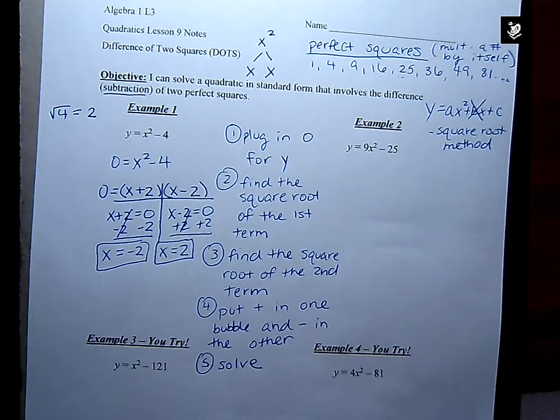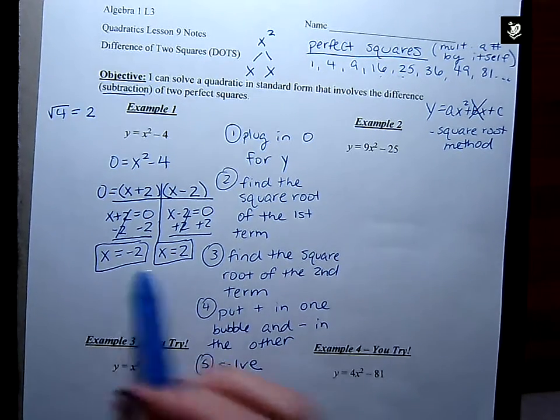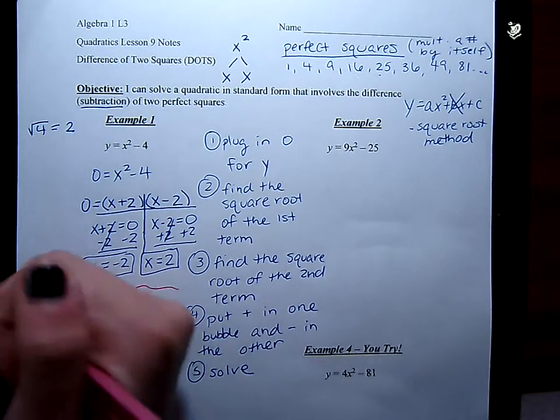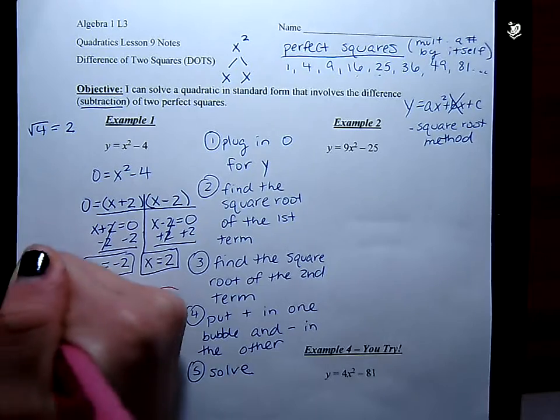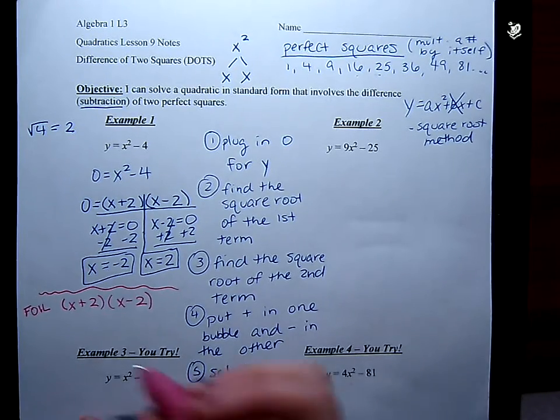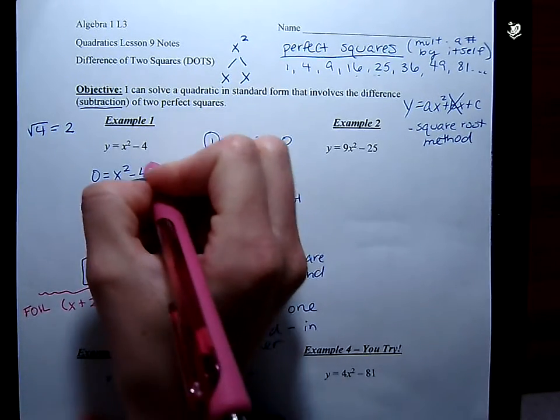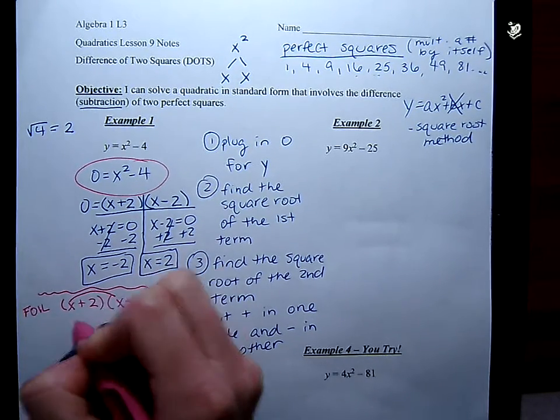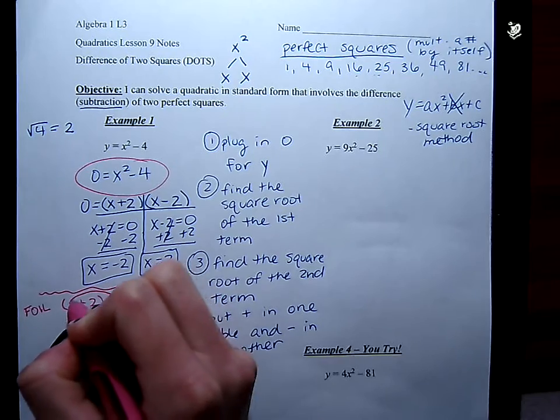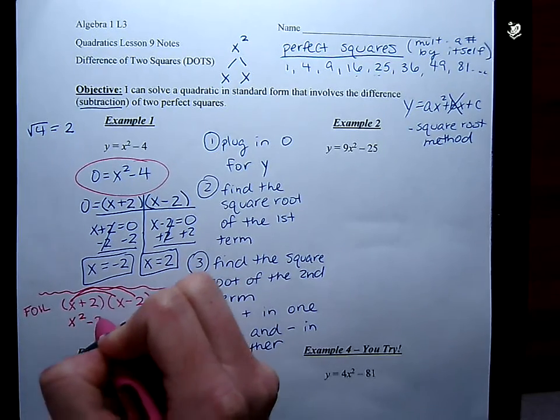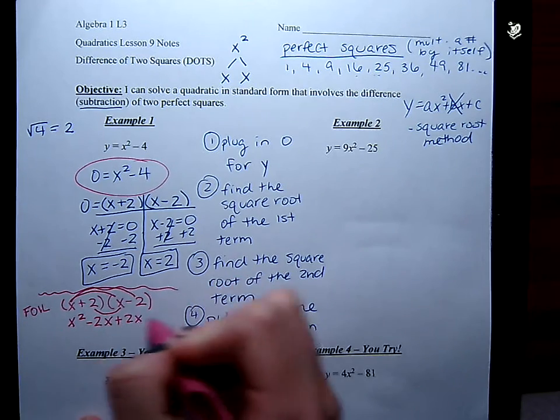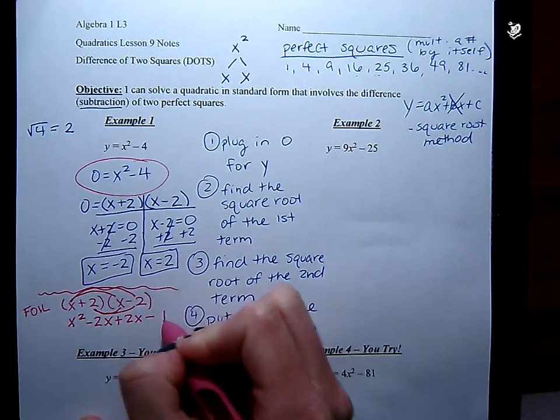So when you are doing difference of two squares, you'll always have the same answer except one's positive and one's negative. So I just want to show you why this works. So let's say we were to do the opposite of factoring, which is FOILing. I'm going to FOIL and show you how you get x squared minus 4 back. So if I do x times x, I get x squared. X times negative 2 is negative 2x. 2 times x is a positive 2x, and 2 times negative 2 is negative 4.